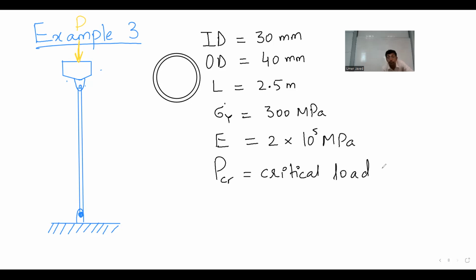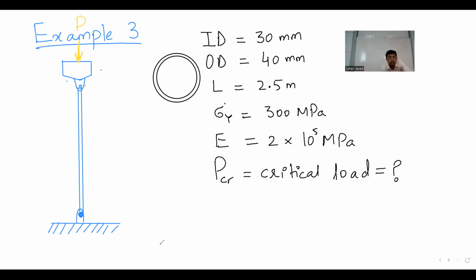Hocam, how come yield strength could be bigger than the elasticity modulus? Well, it's not bigger. 2 into 10 power 5 is greater than 300. Yeah. Okay, don't worry.